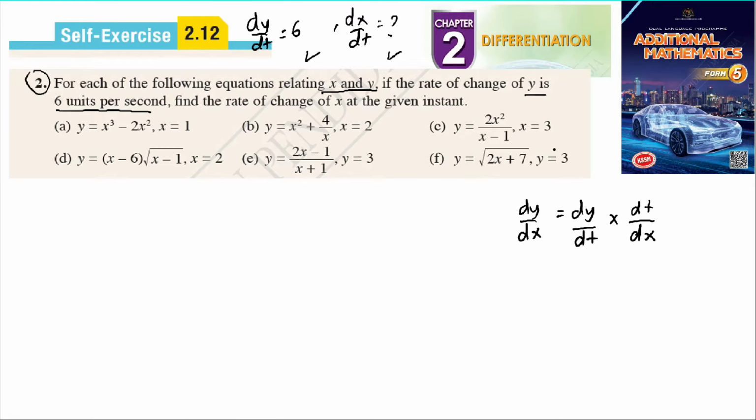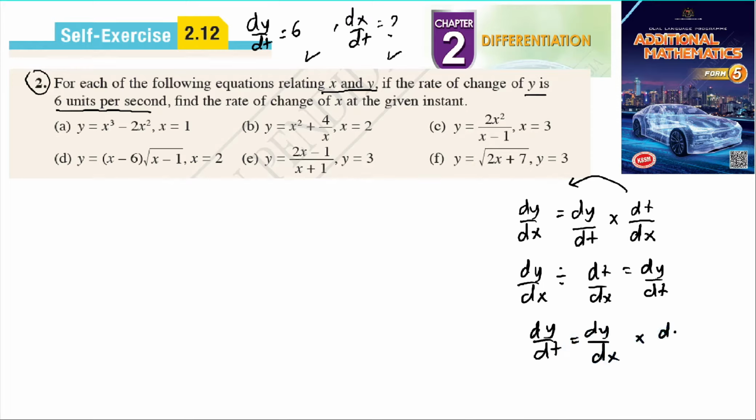If you want to substitute dx over dt, we can bring it to the other side. So here, what happened here is dy over dx, divided by dt over dx, is equal to dy over dt. So when you divide with a fraction, actually you are multiplying by the opposite. So here, dy over dt is equal to dy over dx times dx over dt. You see here, when you divide a fraction, actually you are multiplying by the opposite. So now you have all these three things. dy over dt is given, dy over dx you can find from the given equation, and dx over dt is what you want to find.